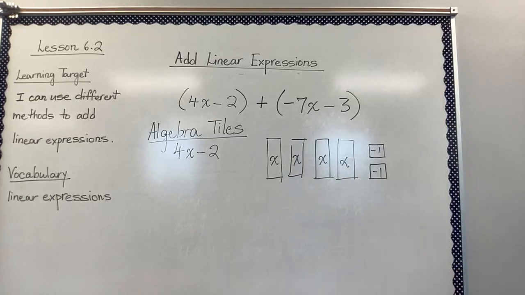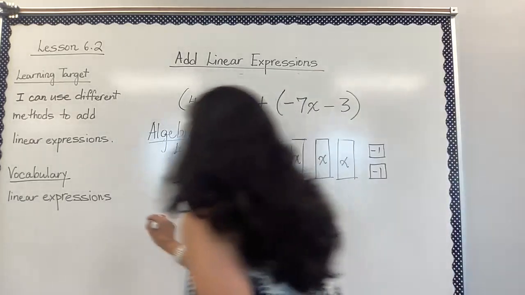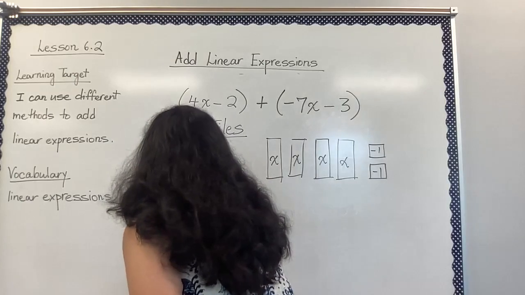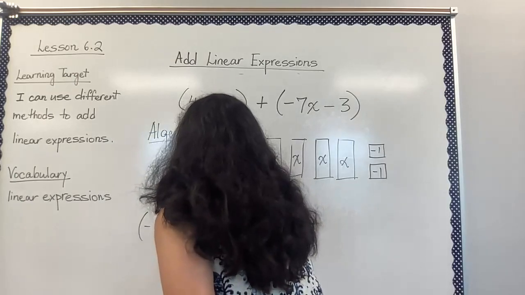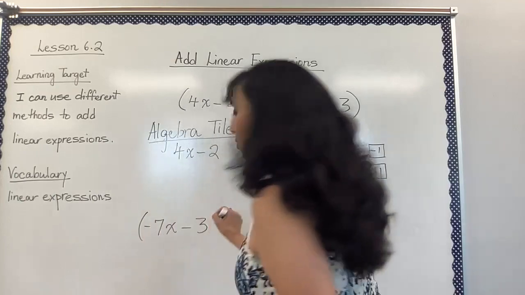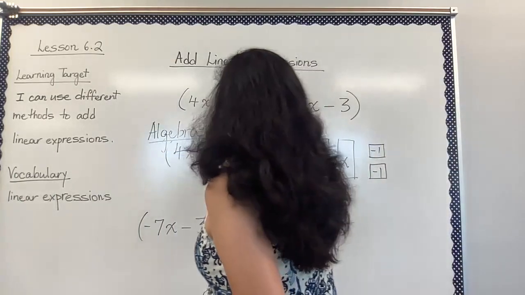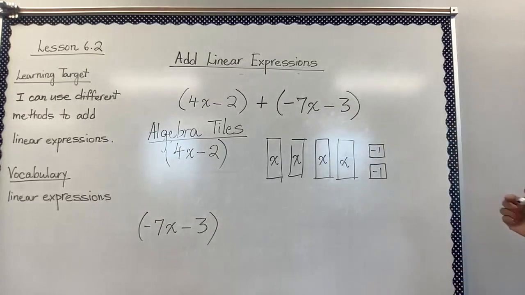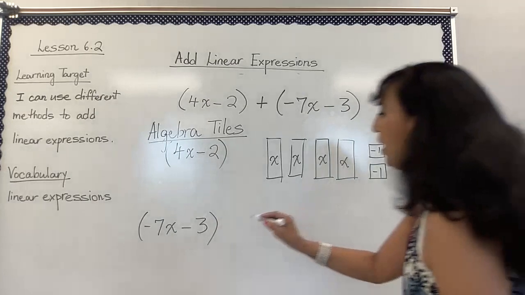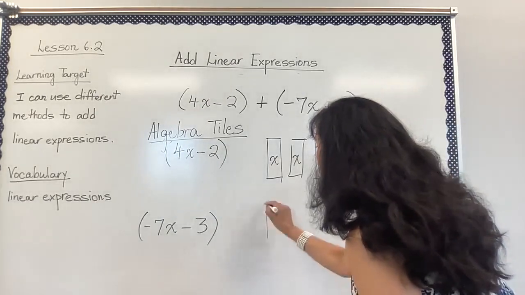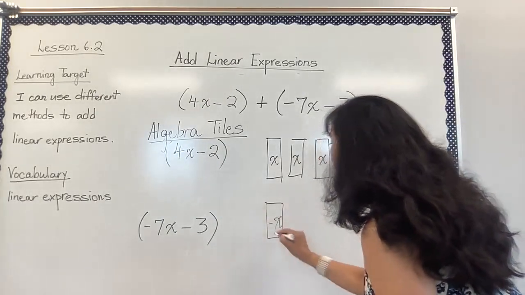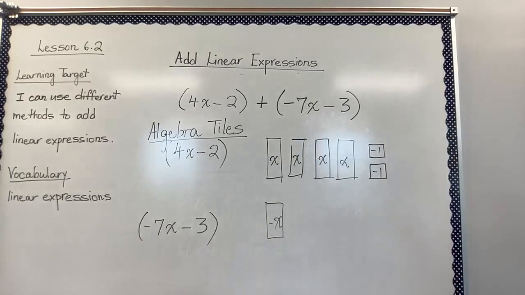Then let's look at the next one. This is negative 7x minus 3. So I am basically just first showing you these in algebra tiles. How many negative x's do I have? 7. Because on the top we had 4x, but this is negative 7x.